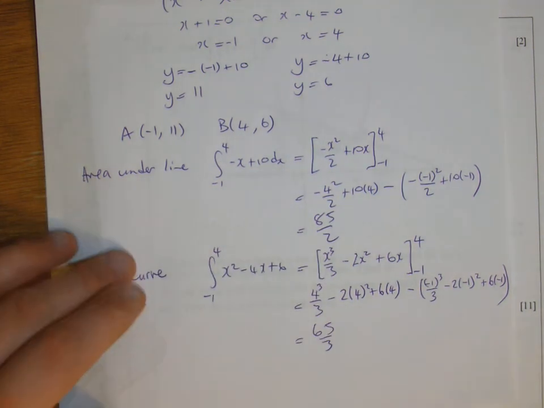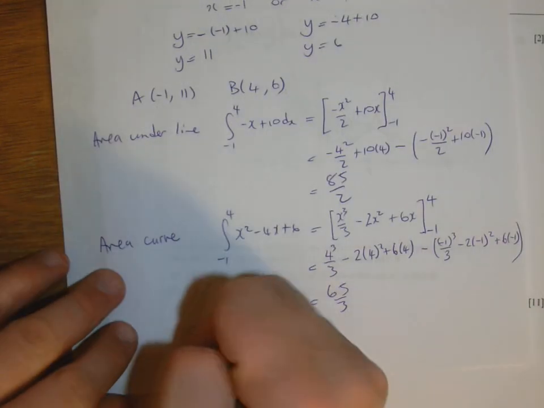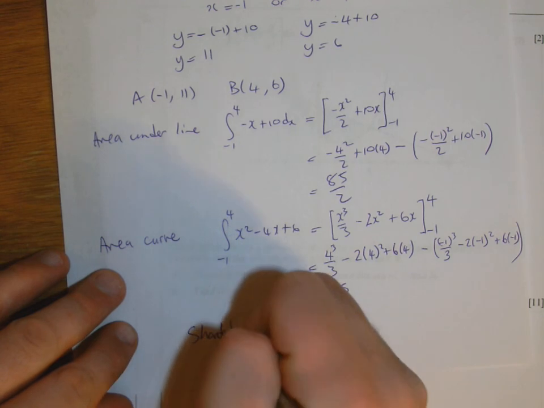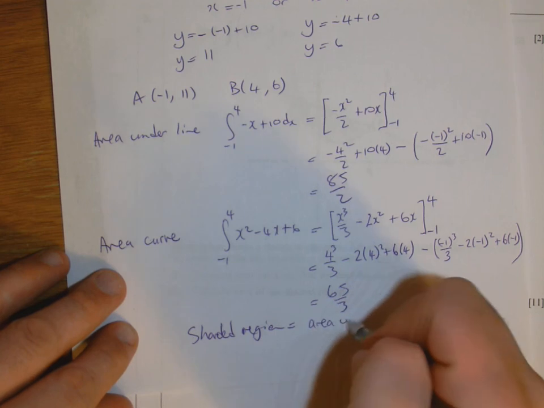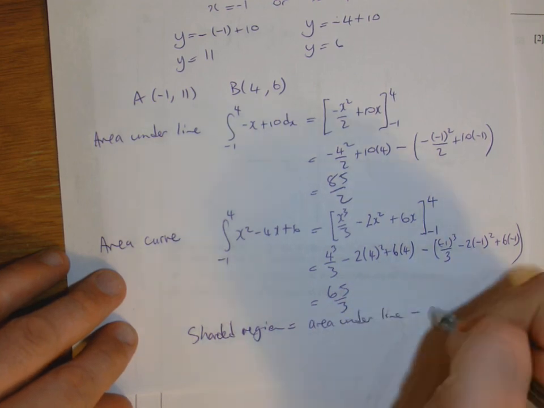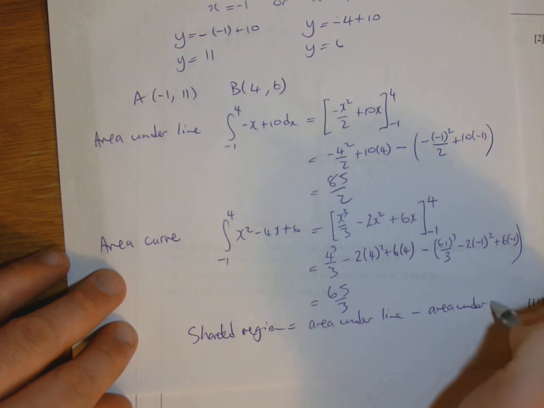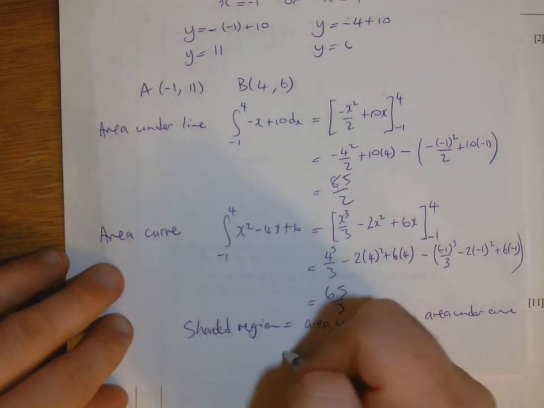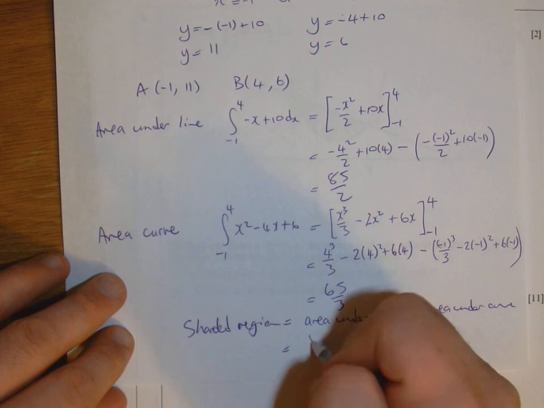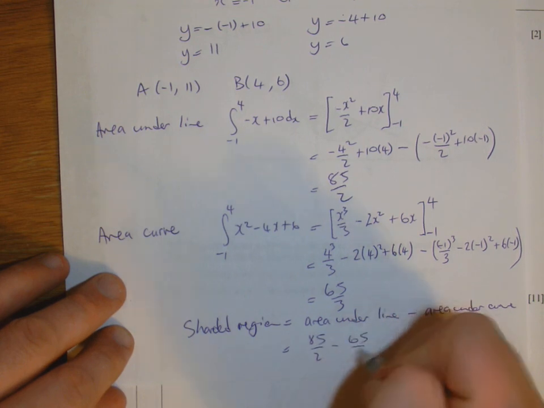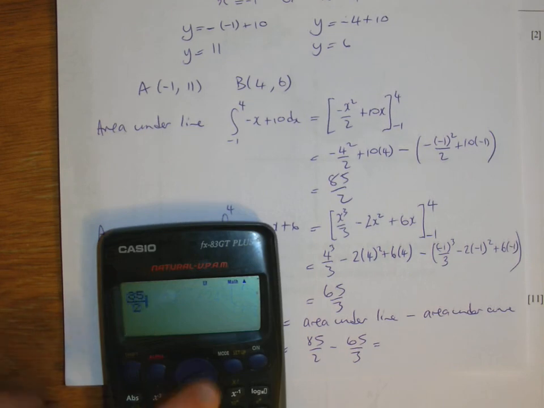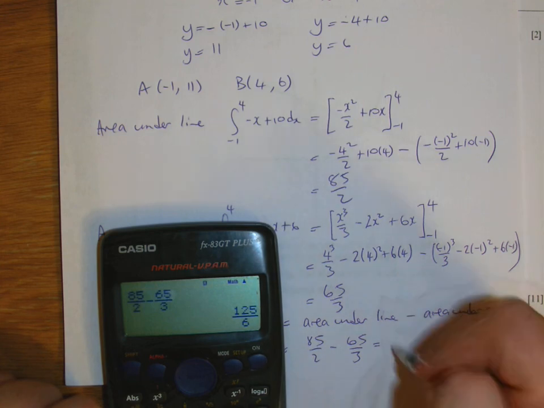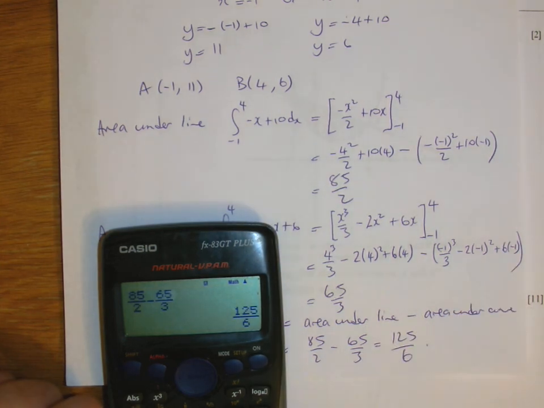So then you get the shaded region. That would of course be the area under the line, take away the area under the curve, because the curve is beneath the line. So you've got 85 over 2, take away 65 over 3. On my calculator, 85 over 2, take away 65 over 3, and I get my answer to be 125 over 6, and there's the answer.